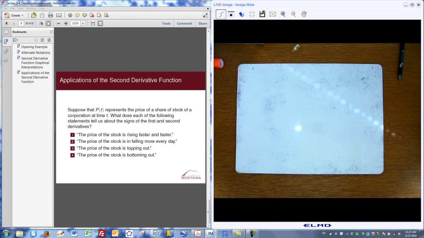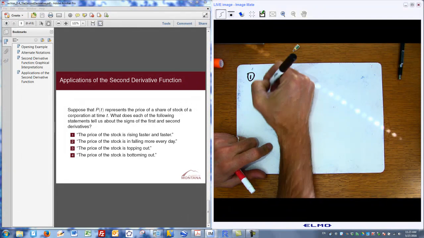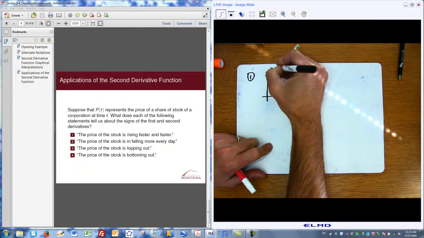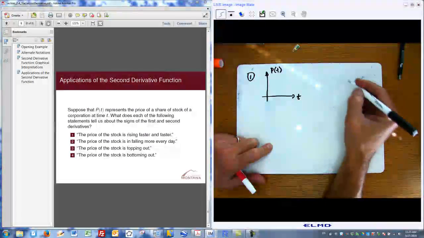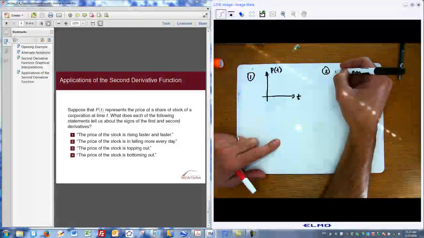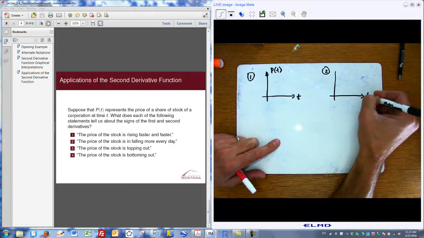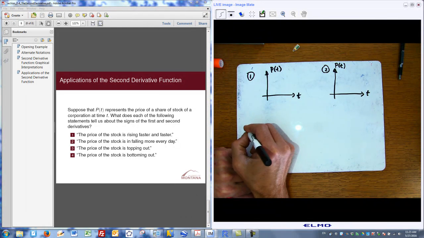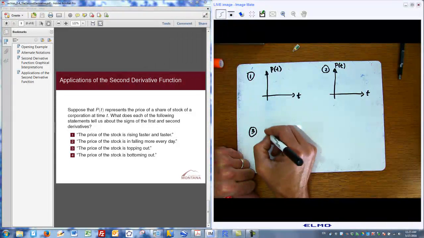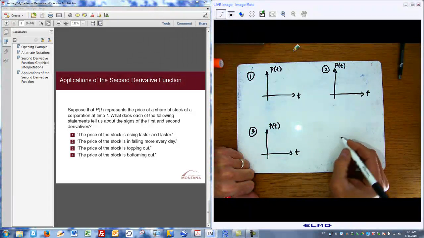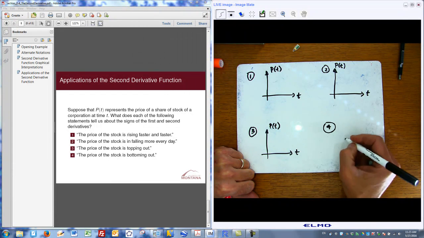So for number 1, the price of the stock is rising faster and faster. So let's think about this. If we had P of T on the y-axis, time on the x-axis, let's just draw all 4 of these. I think graphically is the best way to explain it or to think about it. So we seem to be visual learners almost always, at least initially. So let's try that first. And then let's see, 4.